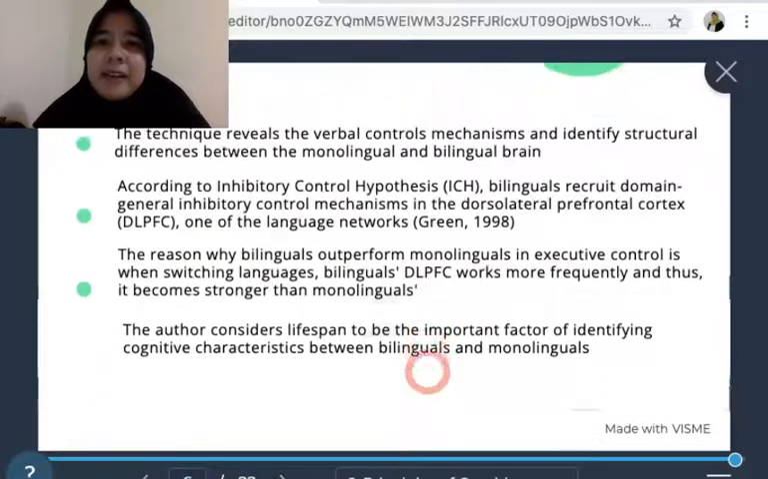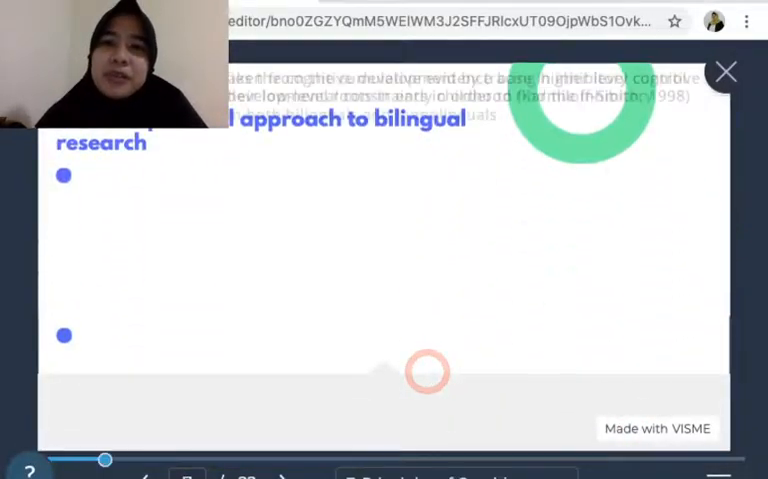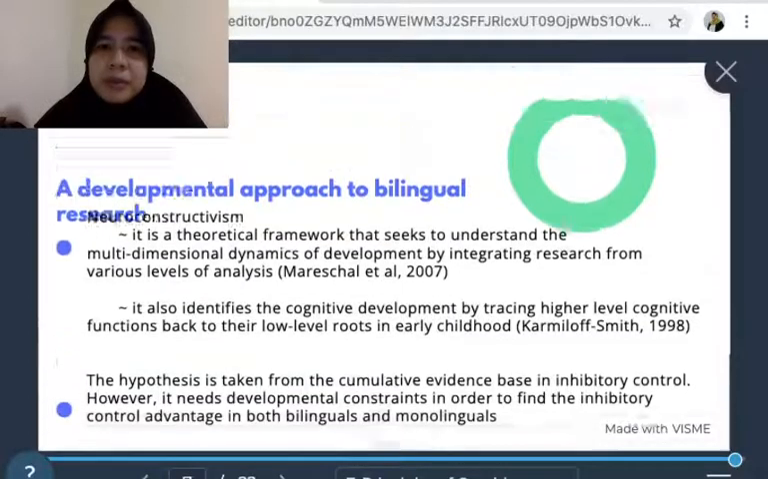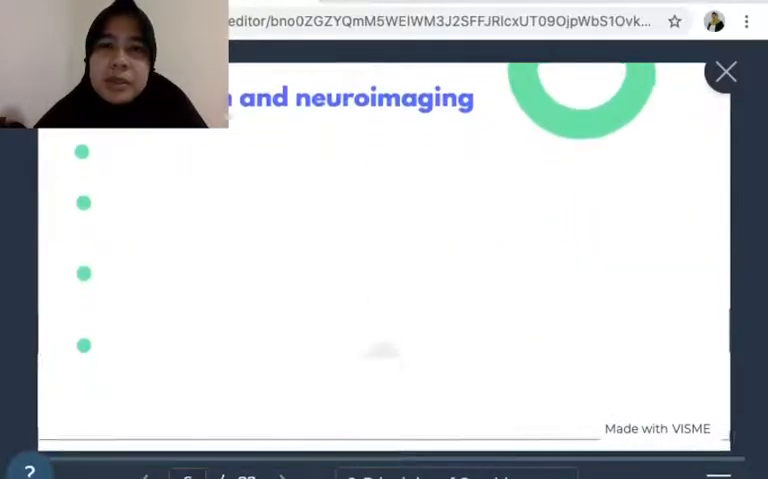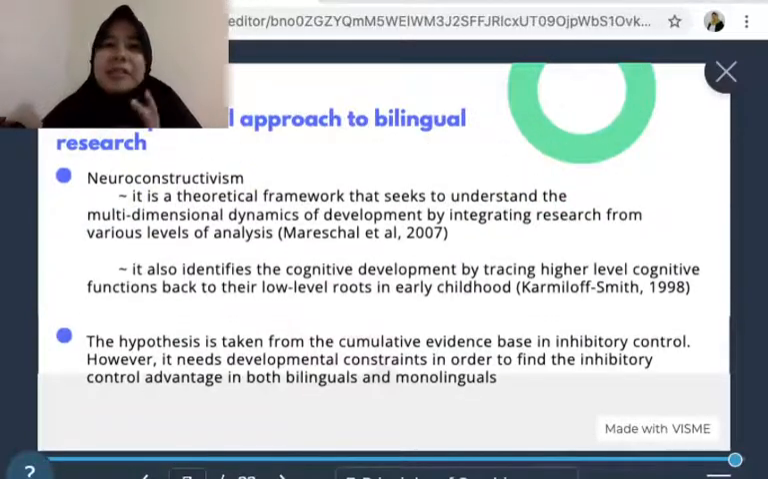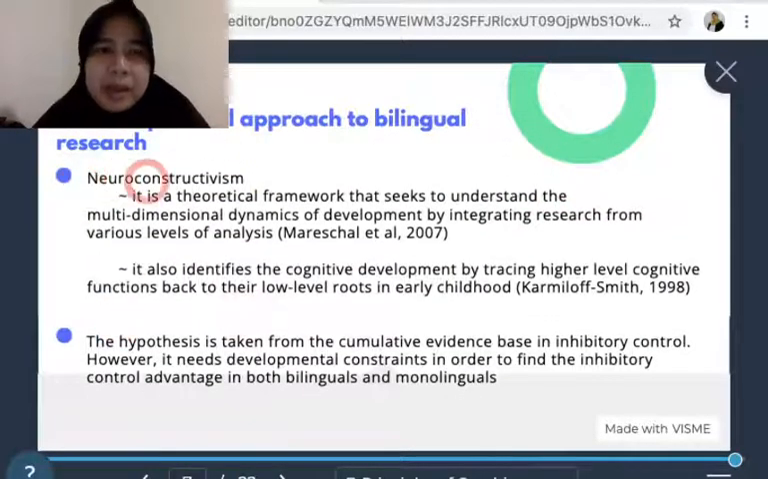Okay, now let's move on to the developmental approach to bilingual research. This one is the one proposed by the authors after reviewing the instruments, techniques and hypotheses from bilingual research. So one of the most important theories that can be used in the developmental approach is neuroconstructivism.